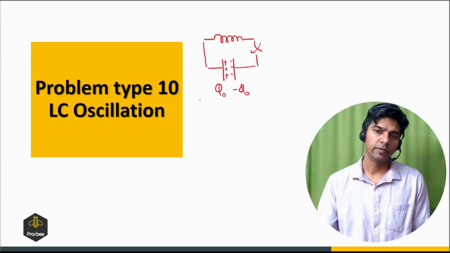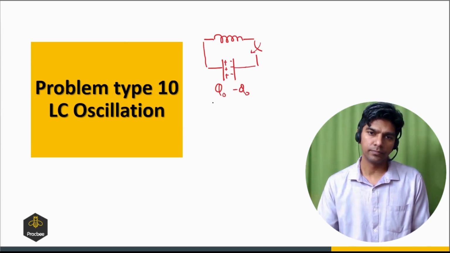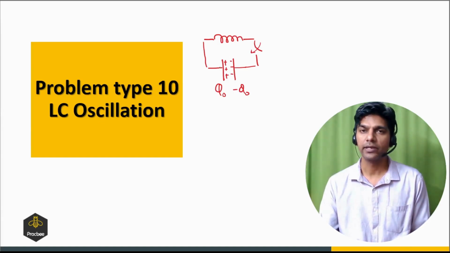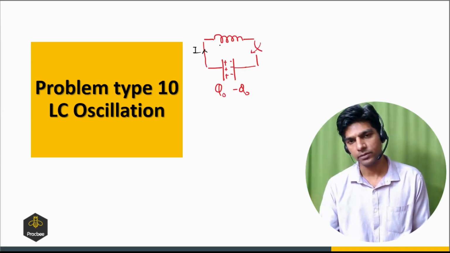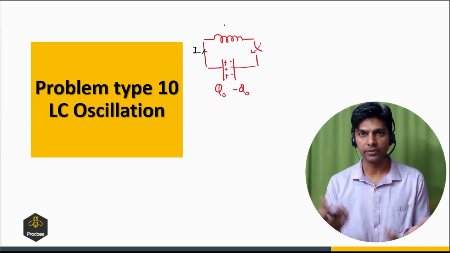Right? So when we close this switch, then this capacitor will try to discharge. Earlier the energy was stored in the electric field between the plates of the capacitor. As this capacitor gets discharged, there will be a current in the circuit, and due to this current, there will be some magnetic field associated with the inductor, and due to that magnetic field there will be some energy.